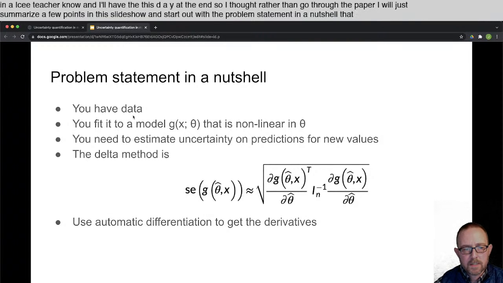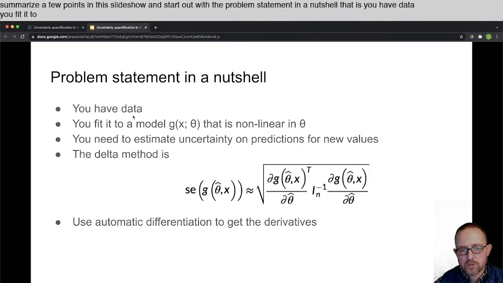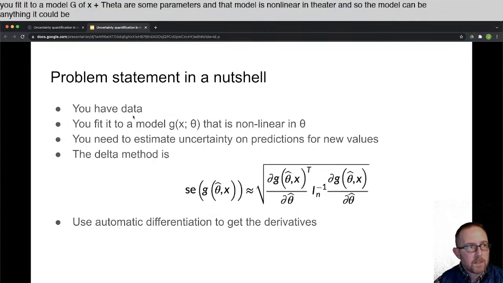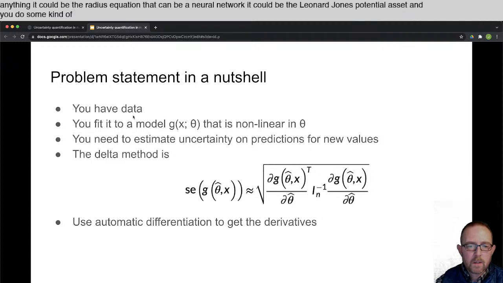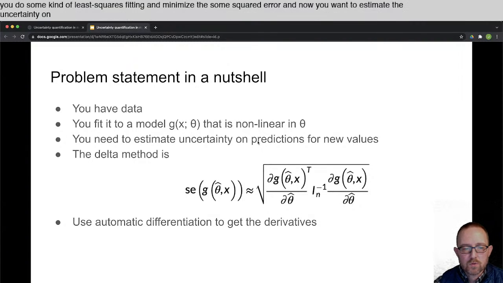That is, you have data, you fit it to a model, g of x and theta, where theta are some parameters, and that model is nonlinear in theta. The model can be anything. It could be the Arrhenius equation, a neural network, the Lennard-Jones potential, etc. You do some kind of least squares fitting and minimize the sum squared error. And now you want to estimate the uncertainty on predictions for new values.